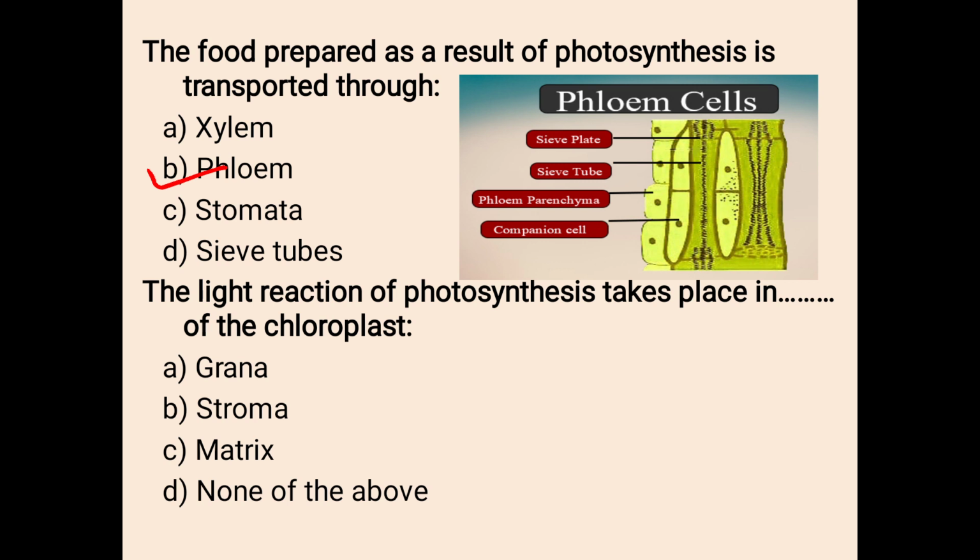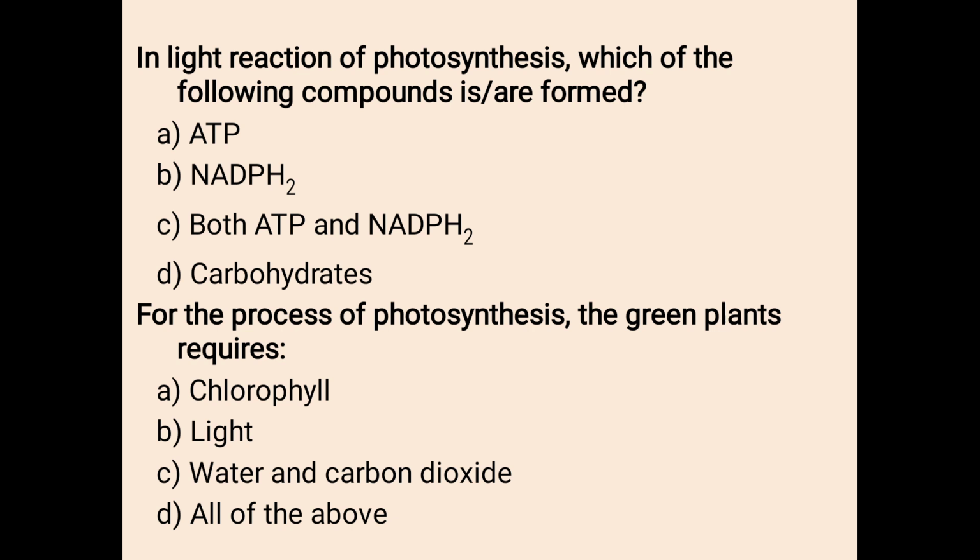Next question is, the light reaction of photosynthesis takes place in the. So the light reaction of photosynthesis takes place in the grana of the chloroplast. Next question is, in light reaction of photosynthesis, which of the following compounds are formed? In the light reaction of photosynthesis, ATP and NADPH2 are formed.